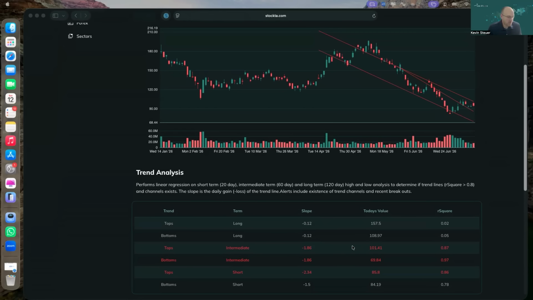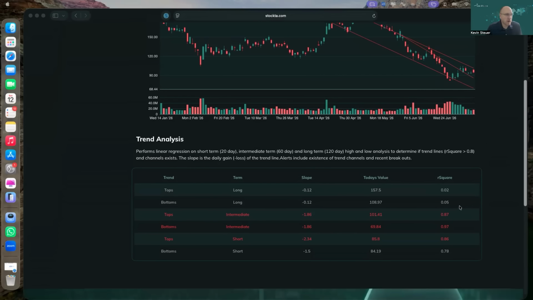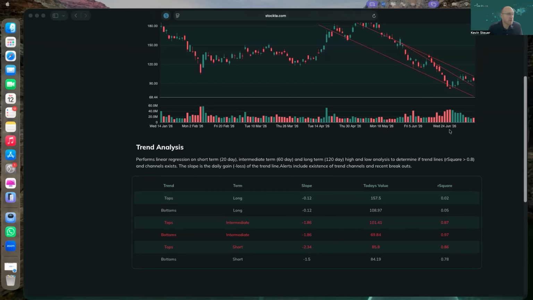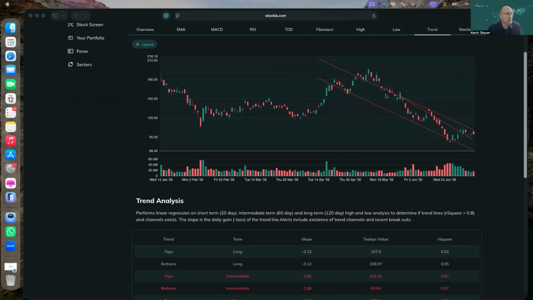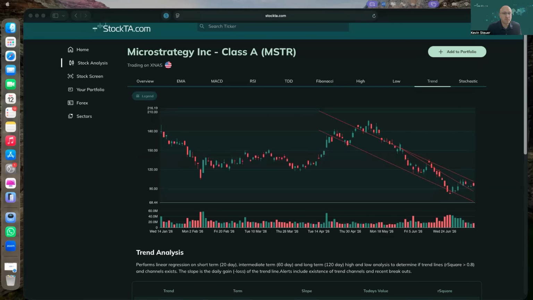And then the R square is a reliability score. So it goes from 0 to 1. So 0.80 to 1 is high reliability. Anything below 0.50 is low reliability. So intermediate-wise, this gives you a pretty high reliability score for that channel. So you can understand and see where this is in a downtrend and where this channel is trading. So this is another way for you to either go long a stock or go short it, depending on what kind of trader you are. But this is also what makes us different from some other traders.